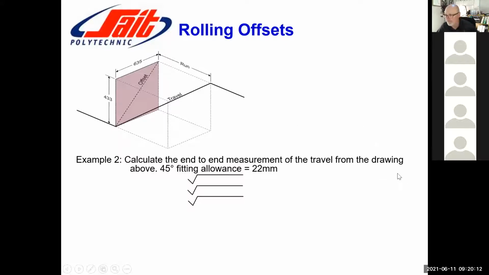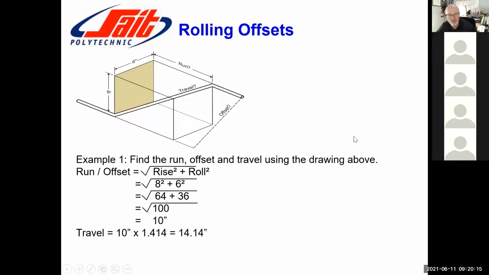Doug: Sorry to interrupt. Could we go back a slide there? You bet. Where's the triangle we're working with in here? You could see the 8 inches on the side measurement and the 6 inches. And if you draw a line across there, that would be the offset. Like this? Yes, exactly like that. And that's what we're calculating, the offset or the run, because with 45s, they are equal. Okay, perfect. Thanks, Doug. That's a good question.